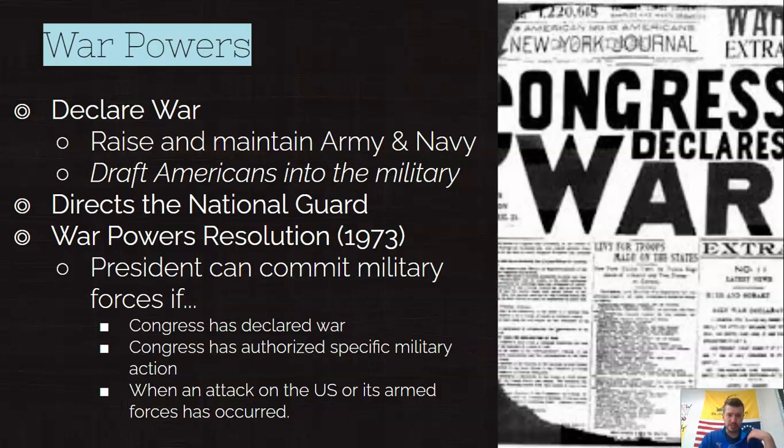So again, since the president is commander-in-chief, he still has the ability to move forces, but he has to make sure to talk to Congress anytime possible. And also he has to let them know within 48 hours that he's moved troops, and then remove them after 60 days if Congress hasn't declared war.